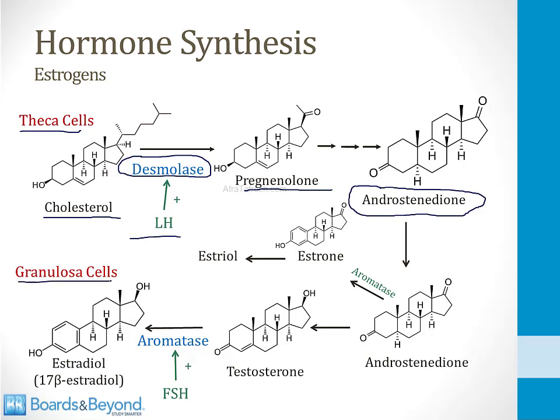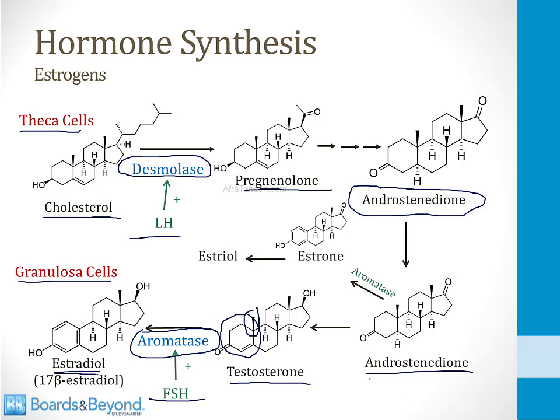Androstenedione is then passed to the granulosa cells, which convert androstenedione into testosterone. There is then a step that involves a very important enzyme called aromatase. Aromatase converts testosterone into estradiol, and aromatase can be activated by FSH. What aromatase does is it removes this carbon here and converts this ring into a ring with 3 double bonds. When you do that to testosterone, you get a molecule of estradiol.